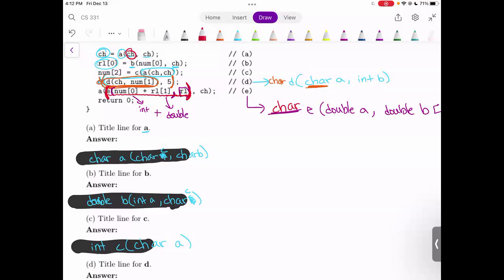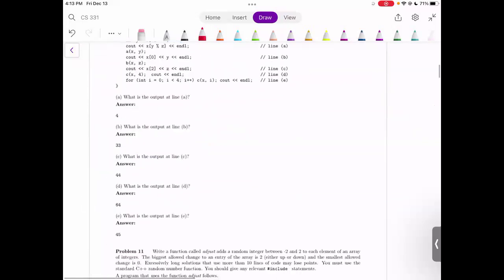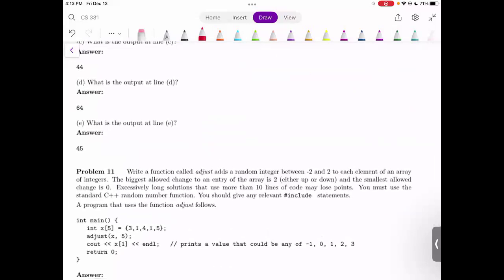Okay, let's go ahead and write some functions. I'll just find a question. Okay, let's see. Okay, we can do this one. Number 11.